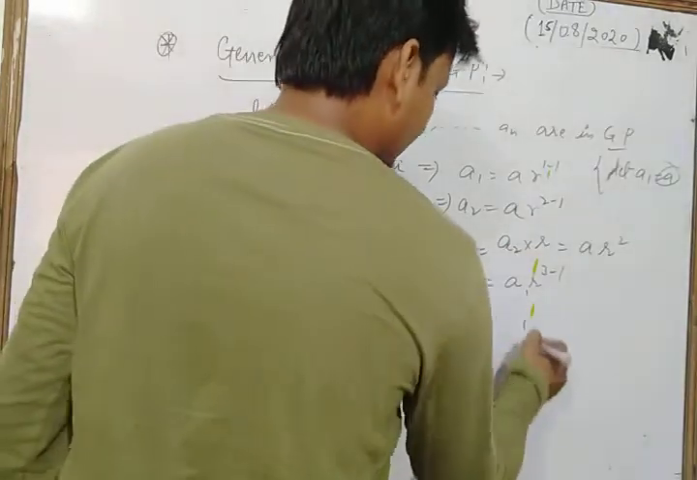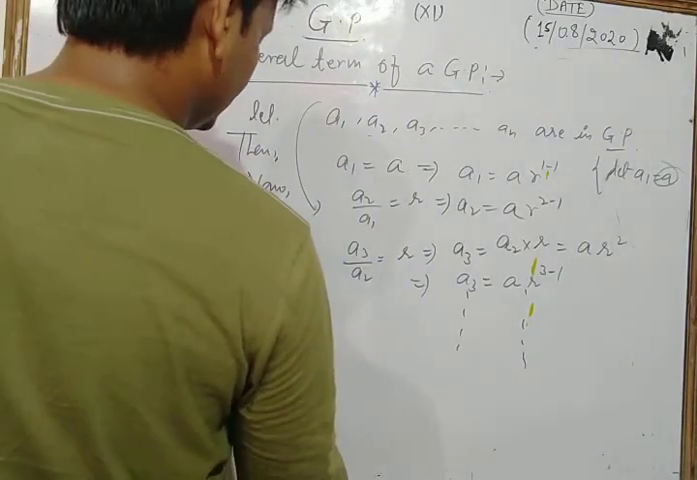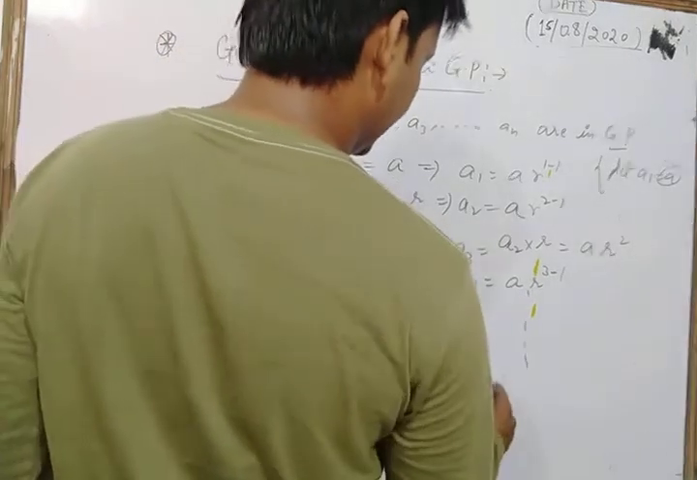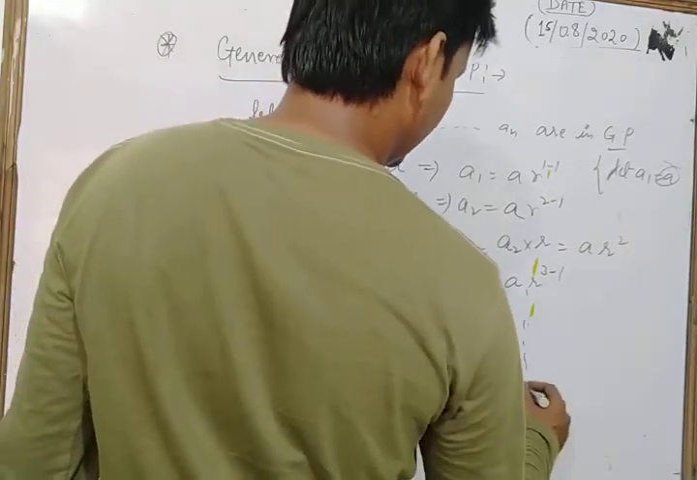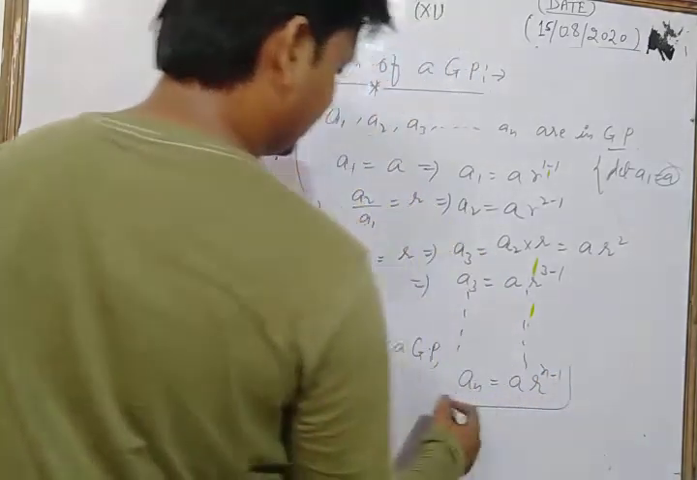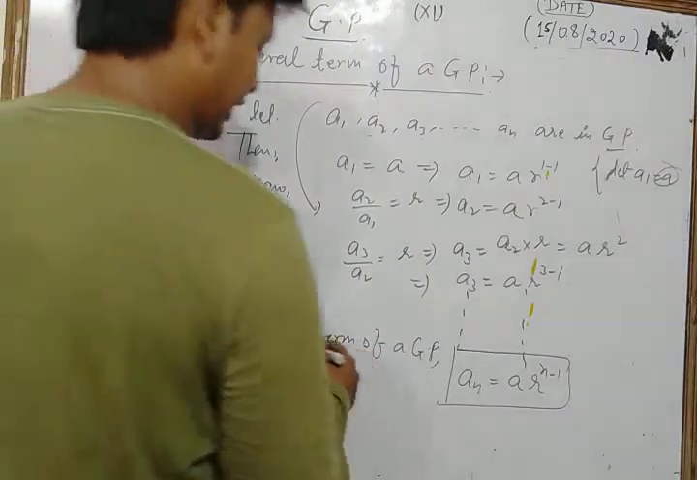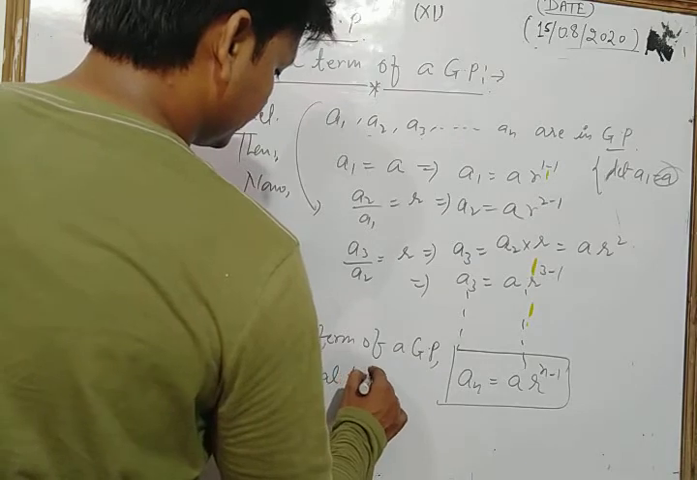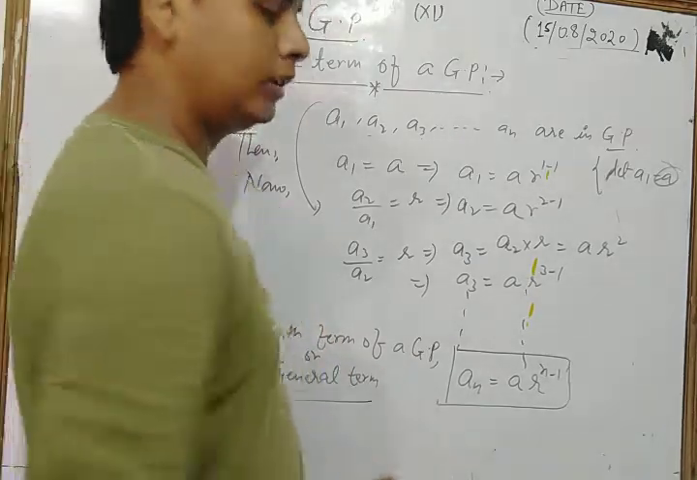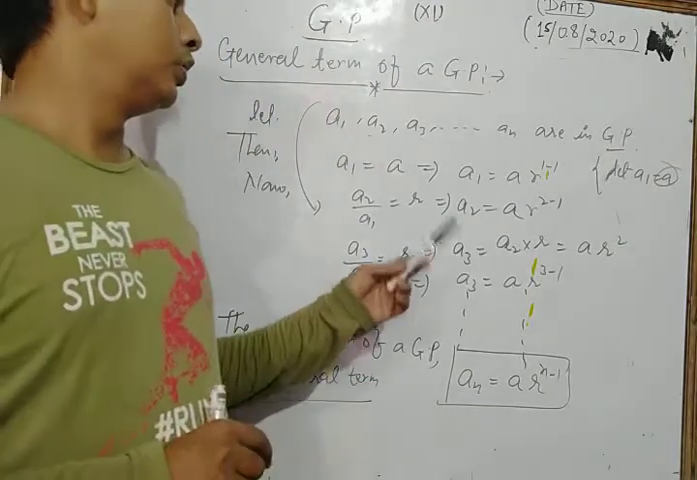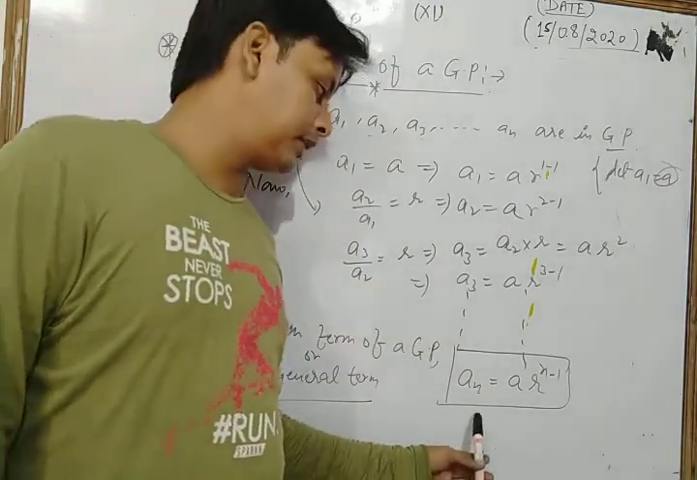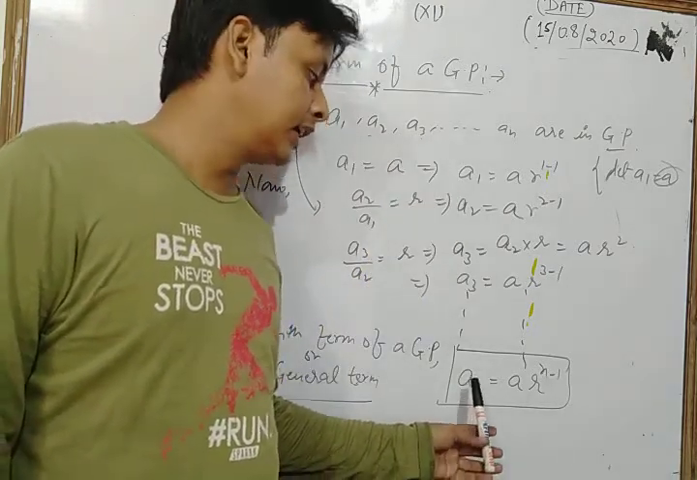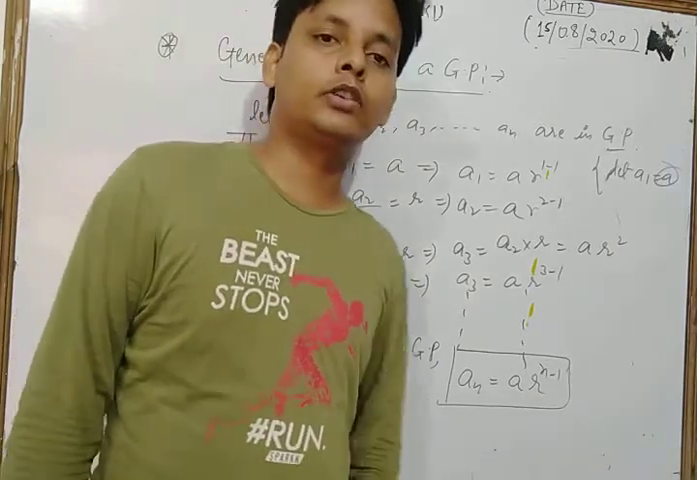Similarly, dear students, the nth term of a GP will be what? An is equal to A R to the power n minus 1. This is the nth term, or you can say the general term. So the nth term, the general term of the geometric progression, is An is equal to A R to the power n minus 1.